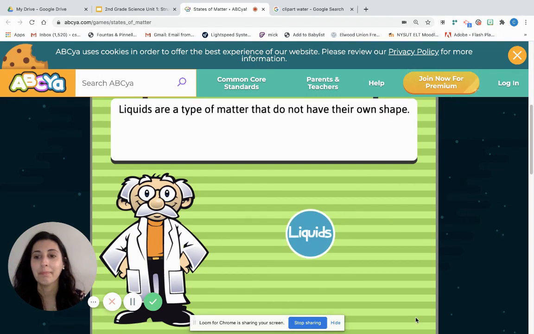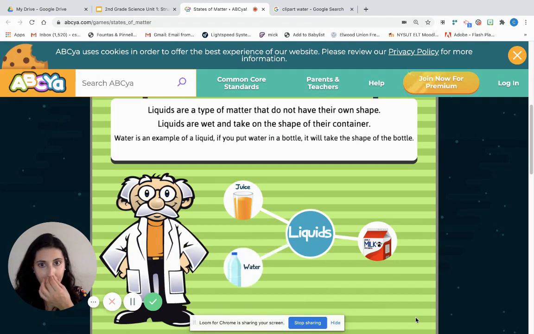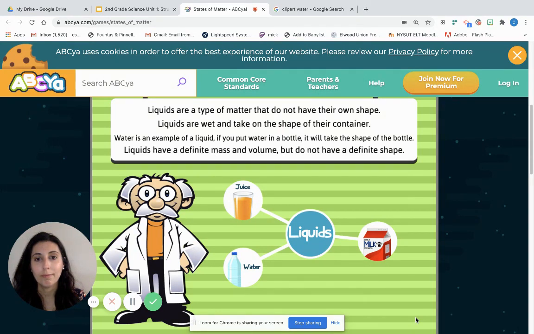Liquids are a type of matter that do not have their own shape. Liquids are wet and take on the shape of their container. Water is an example of a liquid. If you put water in a bottle, it will take the shape of the bottle. Liquids have a definite mass and volume, but do not have a definite shape.